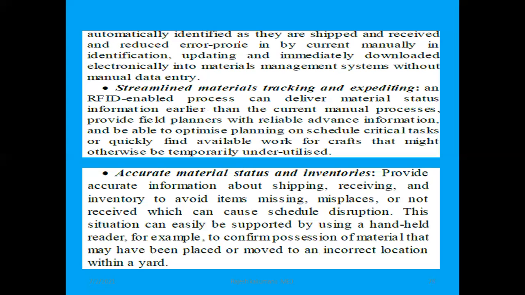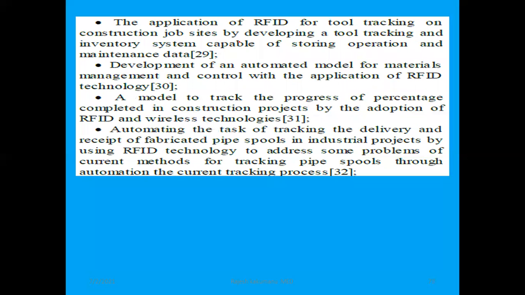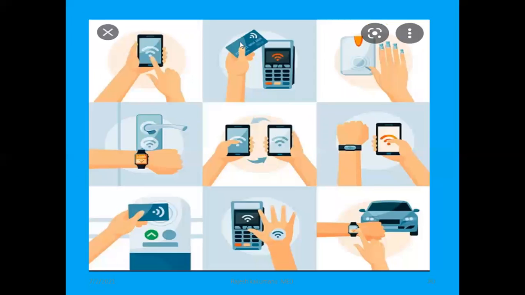streamlining materials tracking and inventory management, with accurate material status and inventory. The application of RFID for tool tracking on construction job sites by developing a tool tracking and identification system. A model to track the percentage of progress completed in construction projects by the adoption of RFID and wireless technology. See the simple examples of this.